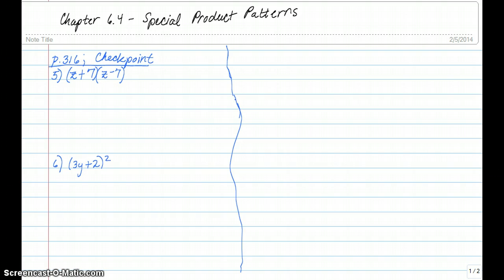We're still going to use the table method to solve these. So you're going to have z and 7 and z and negative 7. Go ahead and pause the recording and take a minute to solve. Okay, so we have the table. When you use the table method, z squared, negative 7z, 7z, and negative 49.